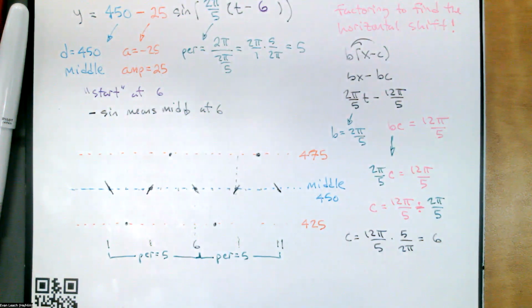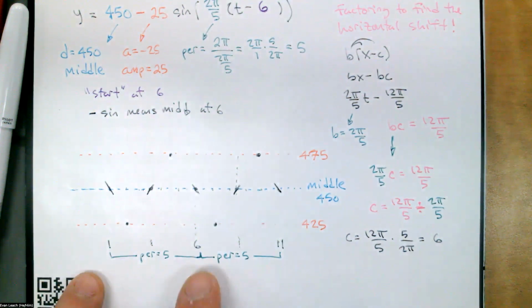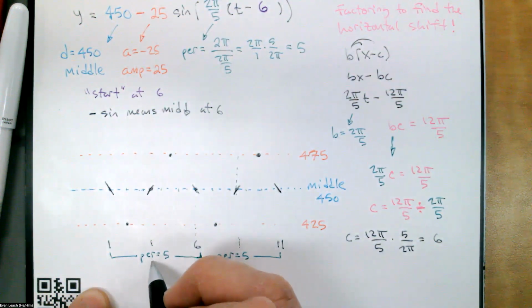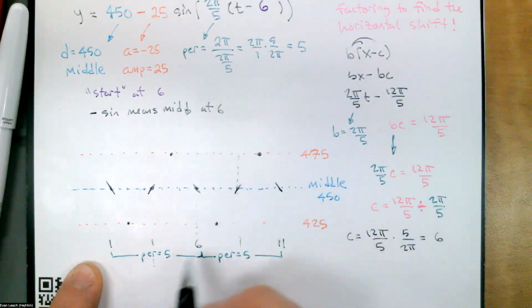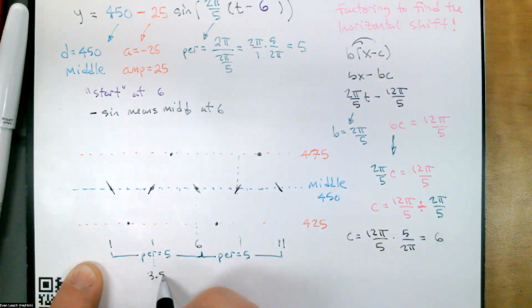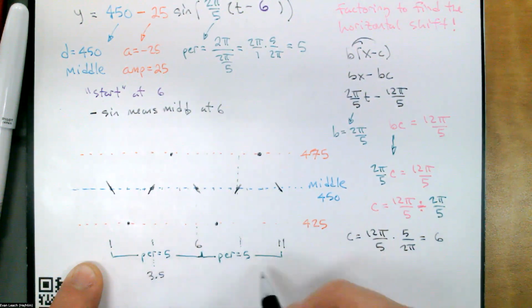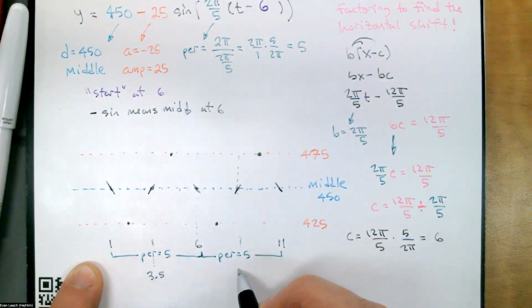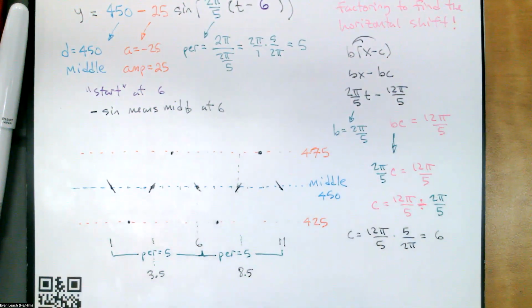So we can figure out when these things happen. Halfway between 1 and 6. 6 and 1 is 7 divided by 2 is 3.5. 6 plus 3.5 again is 2.5. 6 and 2.5 is 8.5. Or 6 and 11 is 17 divided by 2 is 8.5.